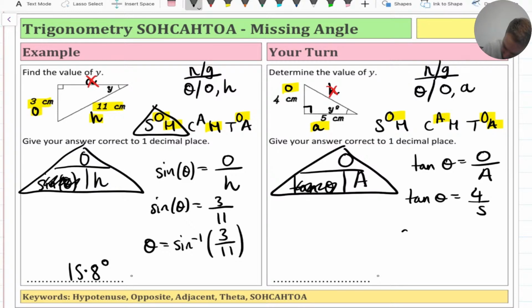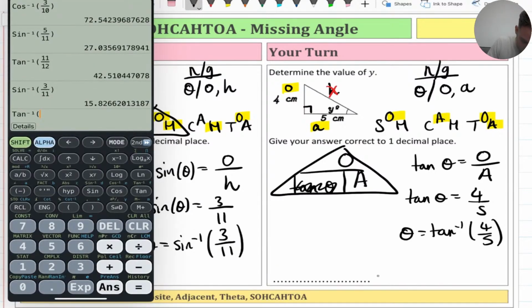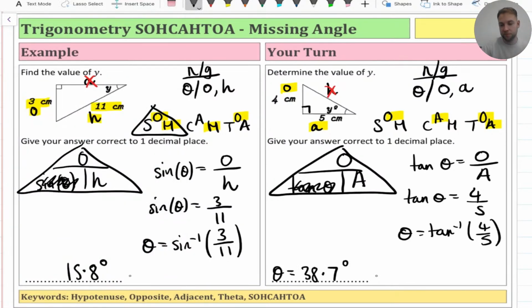And then the last little part, I need to do theta is equal to tan to the minus 1 of 4 over 5. I'll do that on my calculator. Shift tan to the minus 1 of 4 over 5. So theta is equal to 38.7 degrees. Well done to all those who got it right. Okay, let's just check those answers.